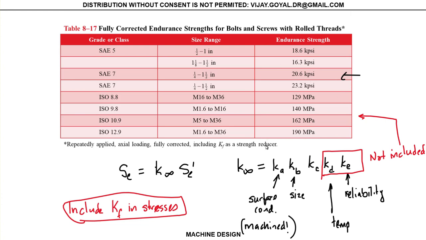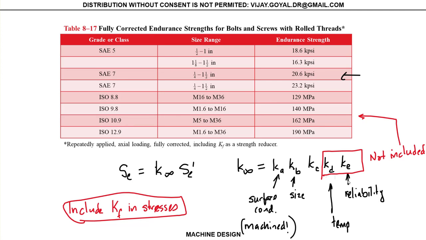However, I should warn you, although it says that this is fully corrected, it does include surface condition and sizing. It does not include temperature and reliability. So the temperature is a concern, or the percentage of reliability you want to add to the problem is a concern that needs to be added.